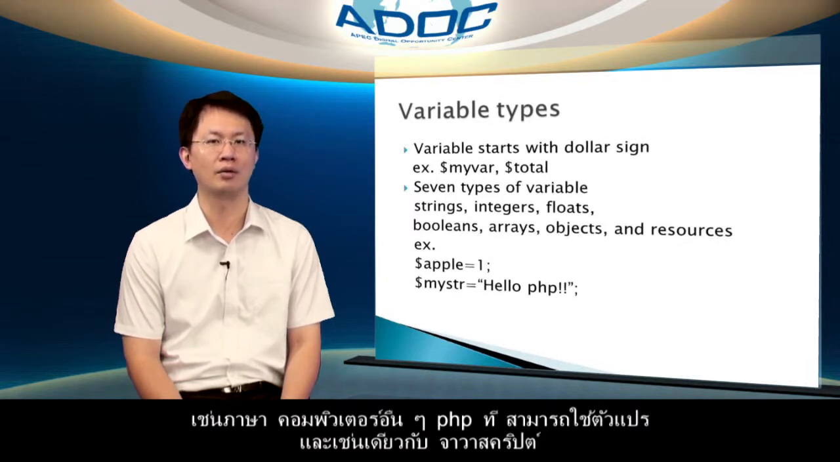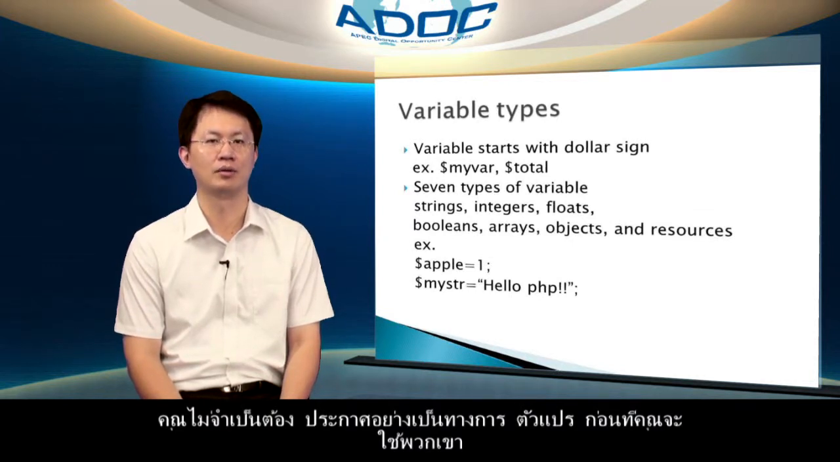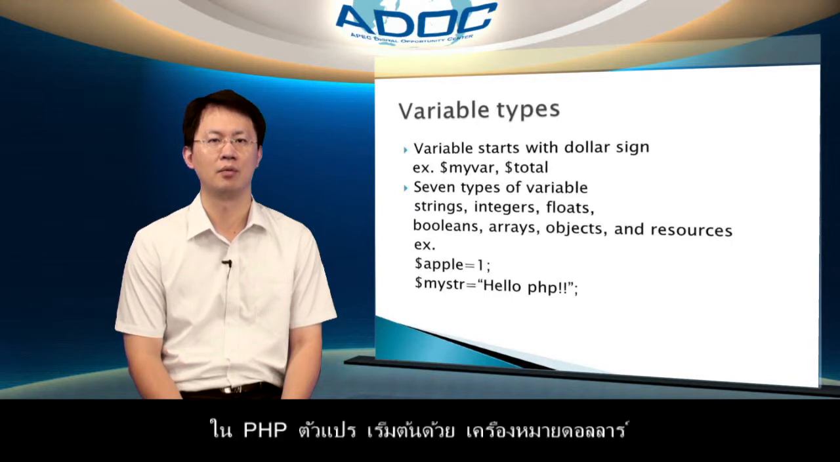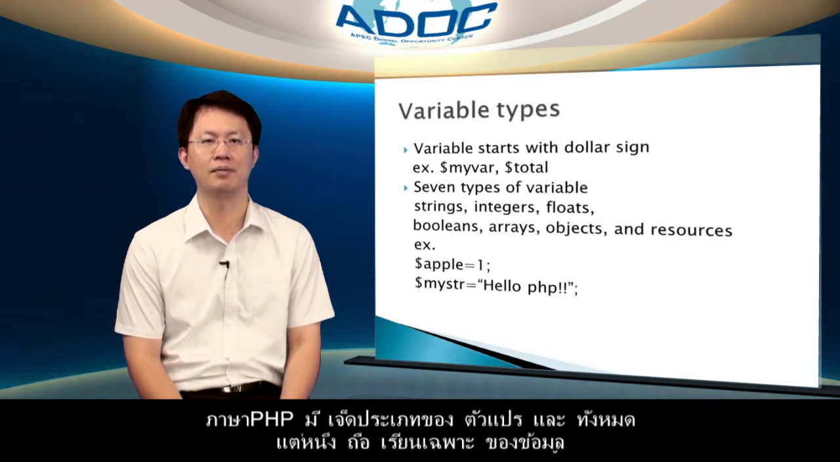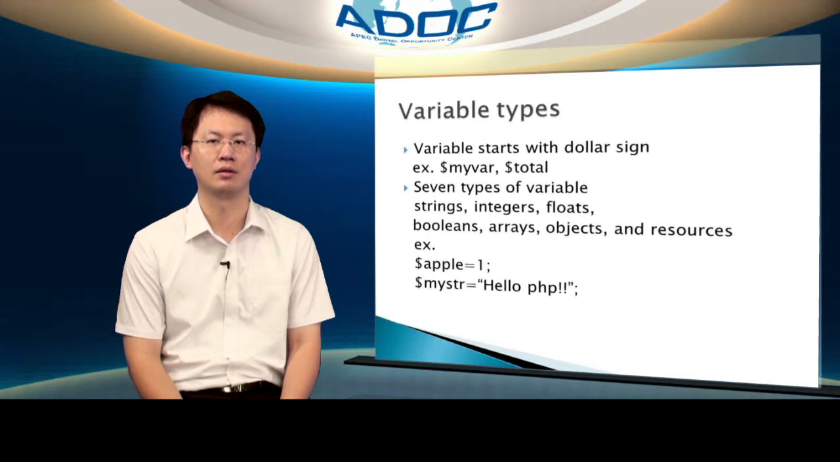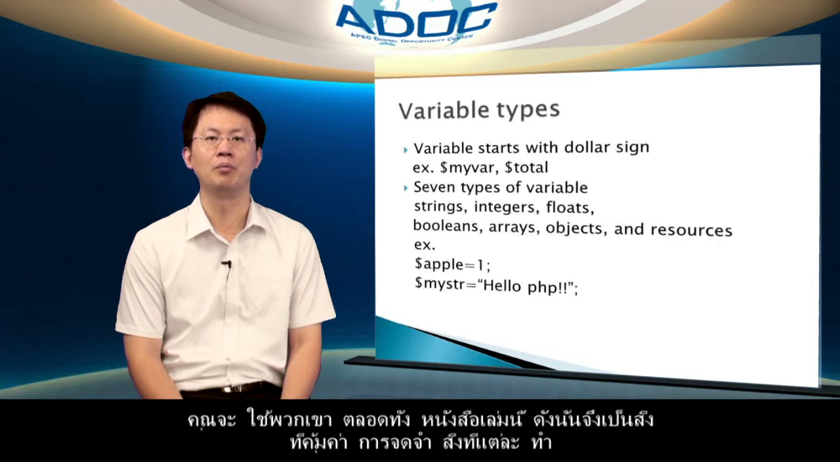And like any other computer language, PHP can use variables. And as with JavaScript, you don't need to formally declare variables before you use them. In PHP, variables begin with a $ sign. PHP has 7 types of variables, and all but one hold a specific class of information. The 7 types are strings, integers, floats, booleans, arrays, objects, and resources. You will be using them all throughout this book, so it is worthwhile remembering what each does.